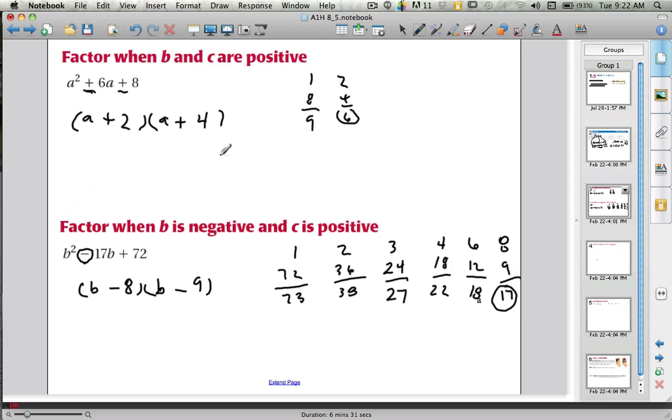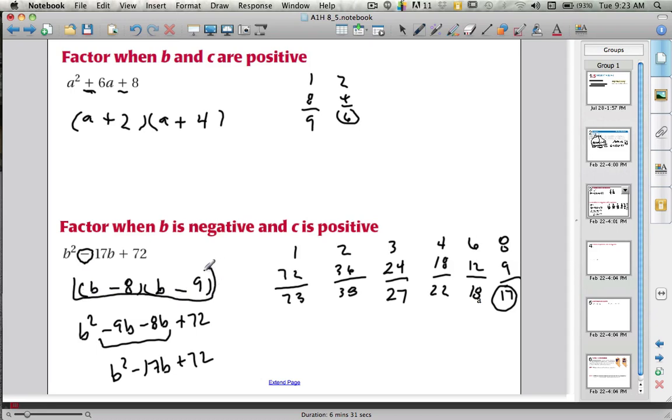Okay, if I want to ever test these, I can just multiply them out. I'll have b times b is b squared. I'll have b times negative 9 is minus 9b. I'll have negative 8 times b, that's negative 8b. And negative 8 times negative 9 is positive 72. And see, this is what we were testing. This middle term becomes negative 17b. So if I can take my factored binomials and multiply them together and go back to the original equation, I know that I've done it correctly.